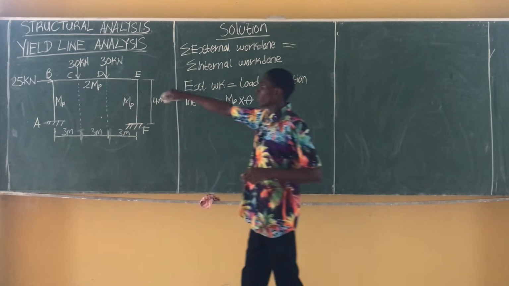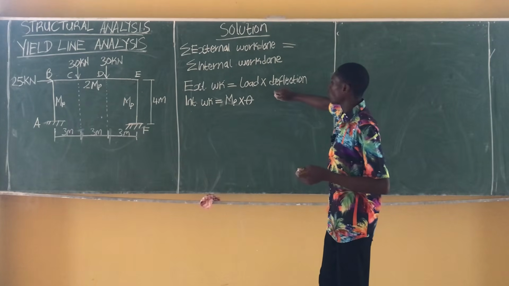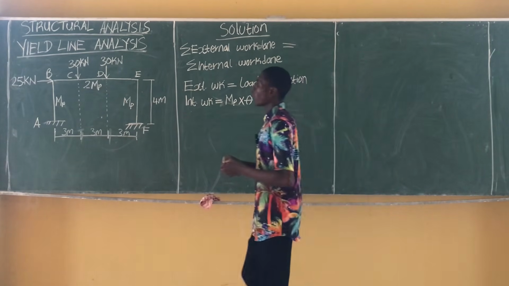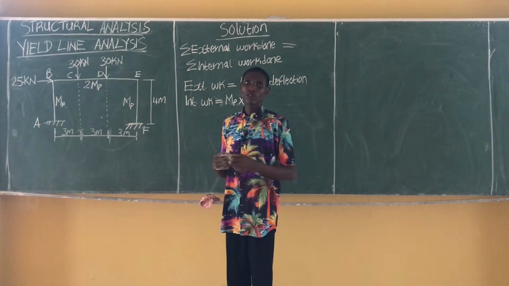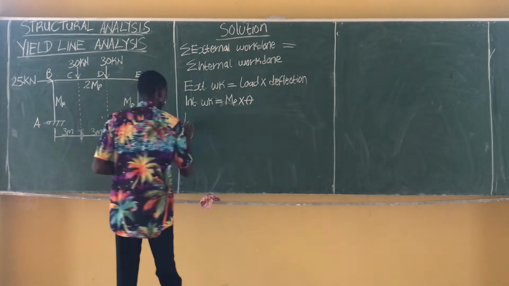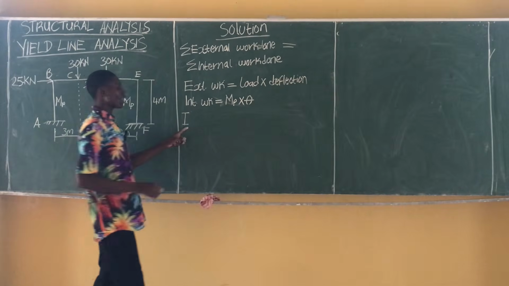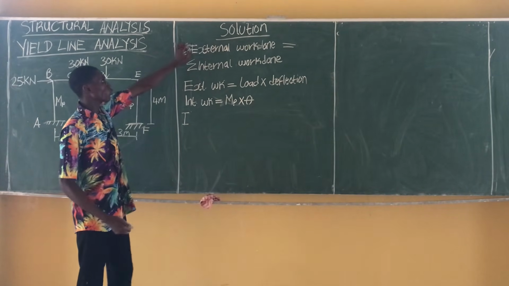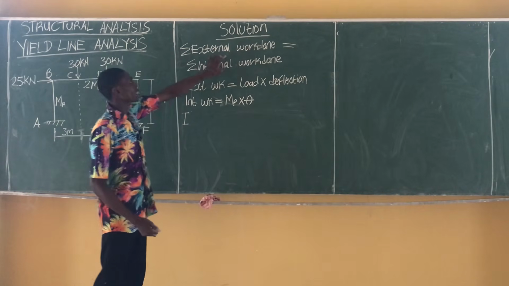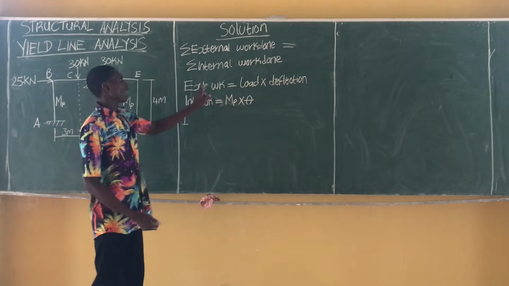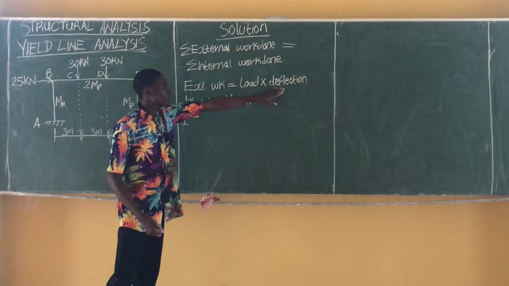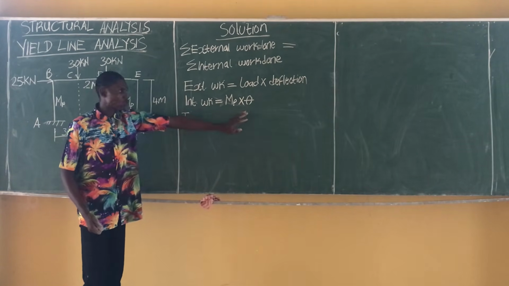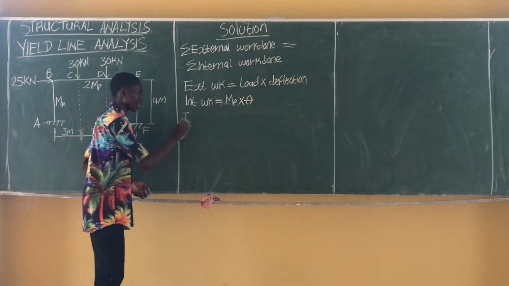Okay, before we carry out our analysis, before we check for our different mechanisms, the first thing we need to check for is our degree of indeterminacy, ID. So this is where our solution starts. This is just to note what this means. According to the principle of virtual work, external work done is equal to internal work done, and our external work done is simply load times deflection, and our internal work done is simply what? Our plastic moment times our slope. Now, our solution starts here.